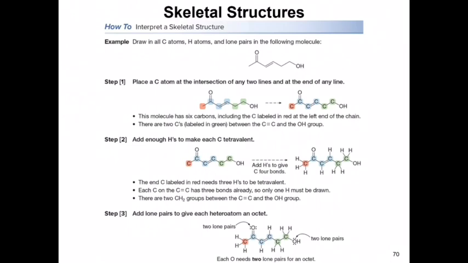And the last step here is to add lone pairs to give each heteroatom an octet. So if you remember, a heteroatom is basically any atom other than carbon and hydrogen. So these oxygen atoms are considered heteroatoms. And so when you look at this oxygen right here, you have to add 2 lone pairs in order for it to have a total of 8 electrons, satisfying the octet rule. Same thing for this oxygen right here. So it has a single bond to this carbon and another single bond to that hydrogen. And so by adding 2 lone pairs, you would be satisfying the octet rule.